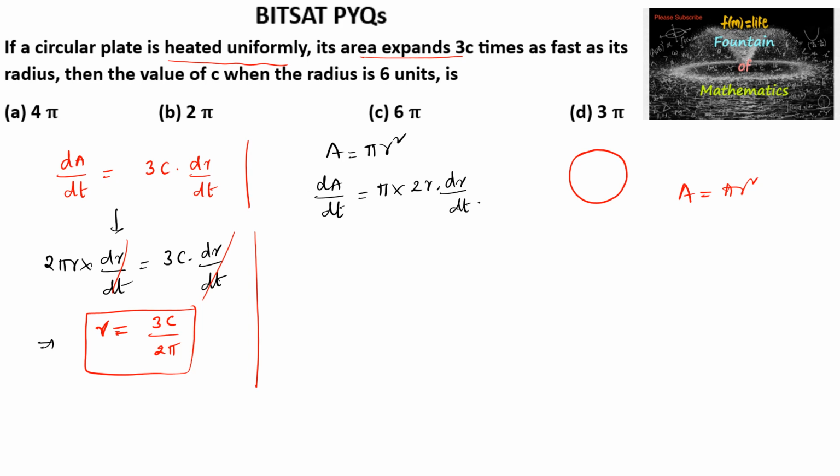And now let us consider when r is equal to 6 units: 6 is equal to 3c upon 2 pi, or we can write 3c is equal to 12 pi, or c is equal to 12 pi upon 3, which is equal to 4 pi. So the value of c is 4 pi units. 4 pi, you can consider when the radius is 6 units according to the condition. So we can go with option A.